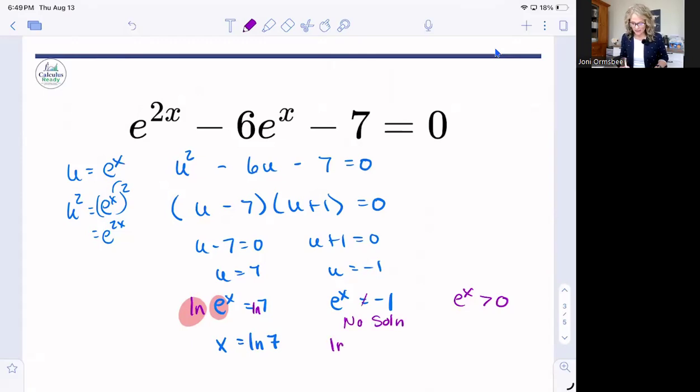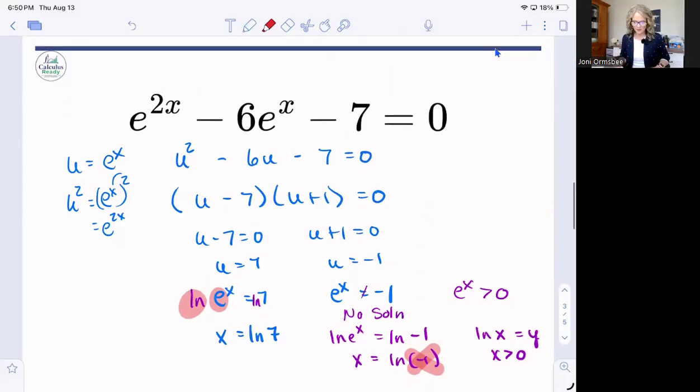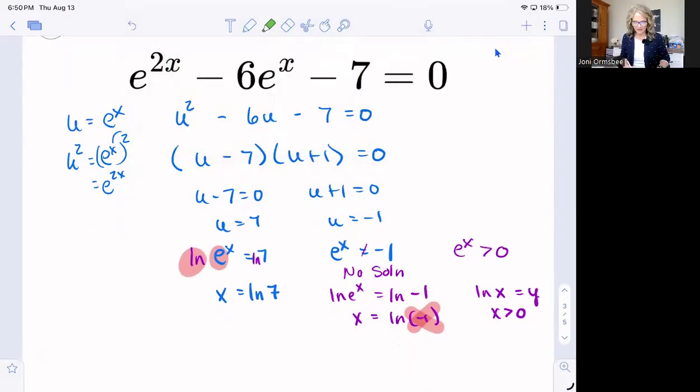Or you can take the natural log of both sides and approach it from another standpoint: since the domain of the natural log of x is equal to y has to be greater than 0, and negative 1 is not greater than 0, again we would get no solution. So the only solution that we have here is x equals the natural log of 7.